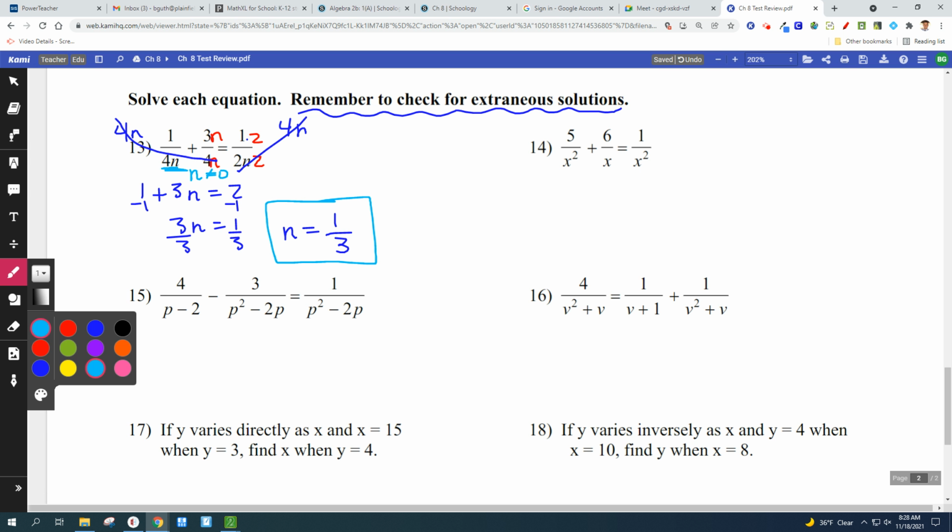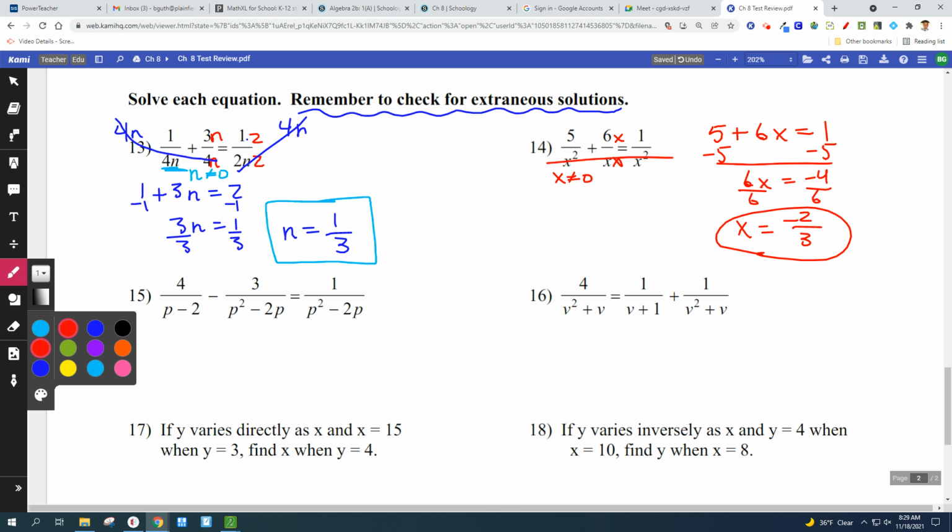All right, so you look at number 14. This one wants another x. Now they all have x squared. Multiply by x squared, that drops out. I'm looking at 5 plus 6x equals 1. Subtract 5. 6x equals negative 4, divide by 6. And x equals, reduce that fraction, negative 2/3. X cannot equal 0. Okay, great, it doesn't.